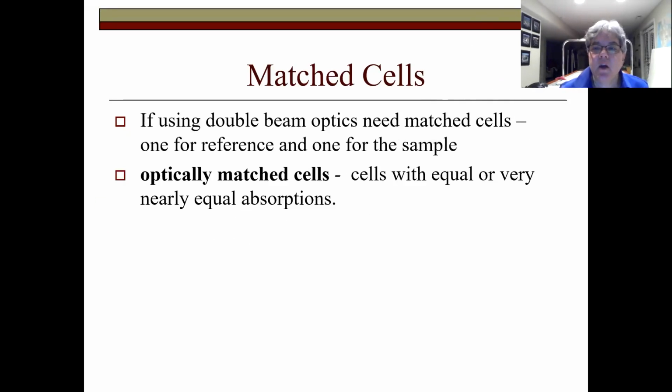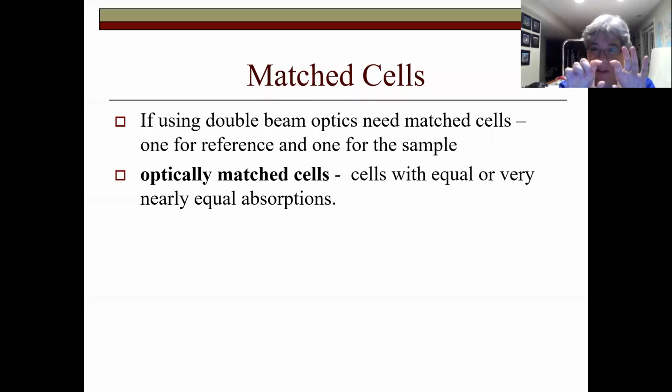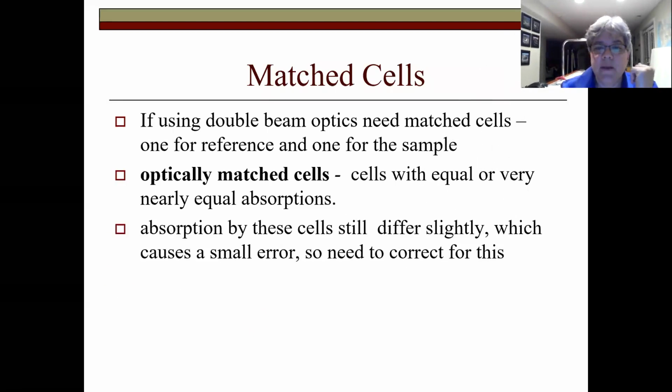And these are cells that should have very close absorbance. Now you actually buy these as a set. The people that sell cells have done a lot of work to make sure the absorbance of these two cells is almost exactly the same. Okay. Now they always do vary a little bit.